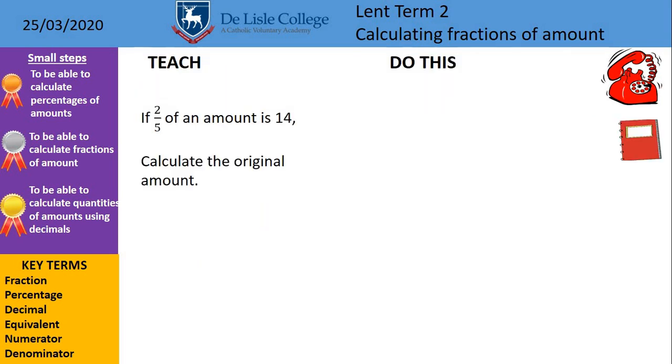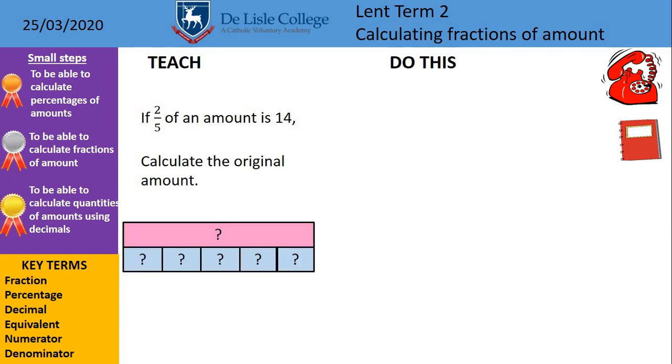Let's have a look at one of these in more detail. If 2/5 of an amount is 14, calculate the original amount. So this is saying that 2/5 is 14. So to work out what 1/5 is, we need to do 14 divided by 2. So this is 7. So each of the fifths are worth 7. So to work out the original number, we have to work out 7 multiplied by 5. So the original number is 35.